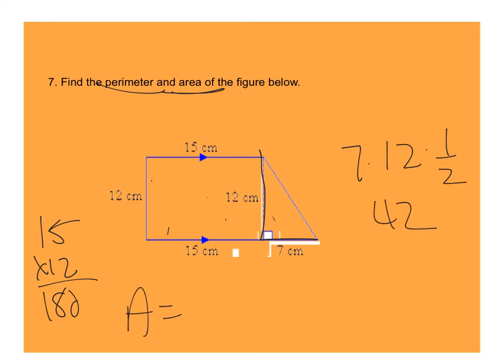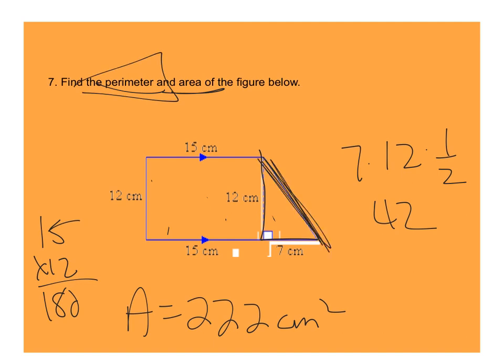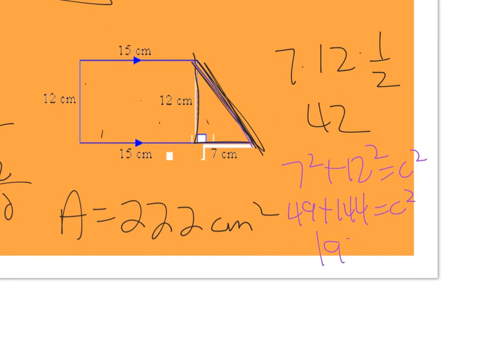So the area of this thing is going to be 222 centimeters squared. Now, perimeter is the tough part because in order to figure out the perimeter, I have to figure out this side. Well, I have to use the Pythagorean theorem to do that. So that's going to be 7 squared plus 12 squared equals c squared. So that's going to be 49 plus 144 equals c squared. So 144 and 49 is going to be 193. I know that's not a square root, but for this case, I want a decimal answer, so that's going to be 13.89. So that makes that 13.89.